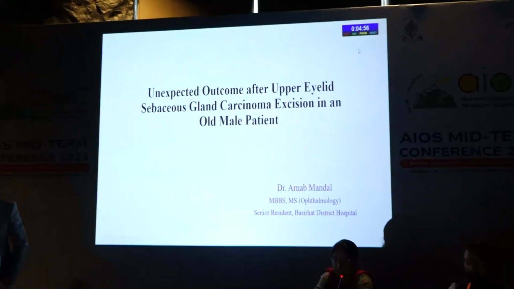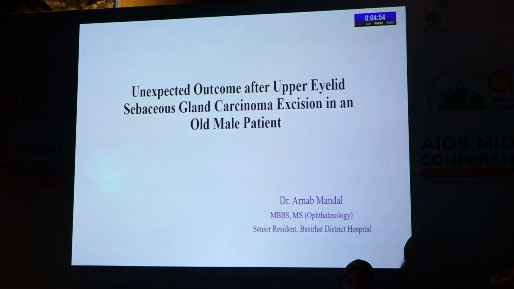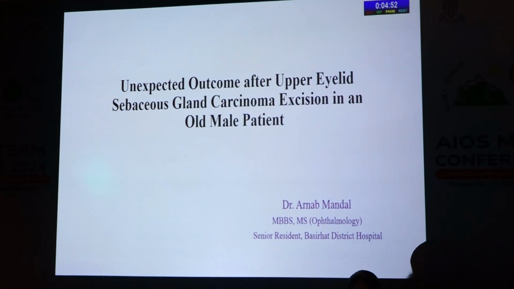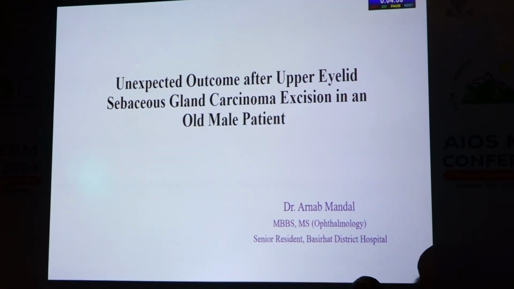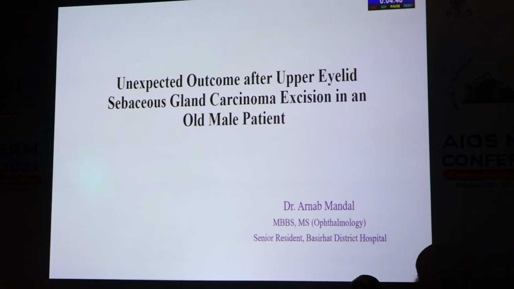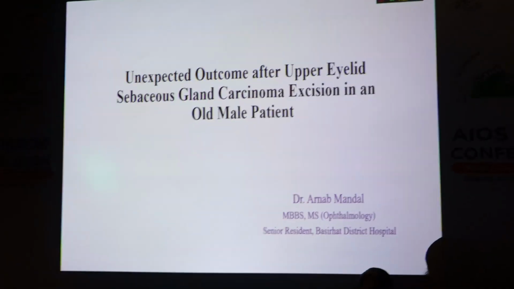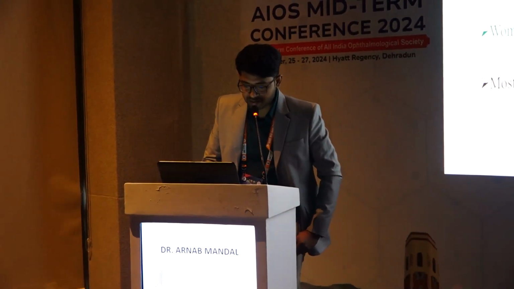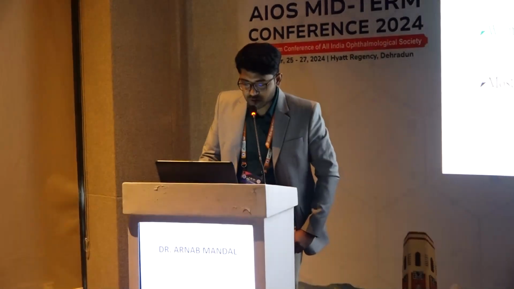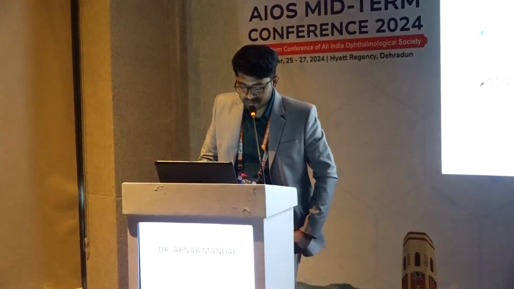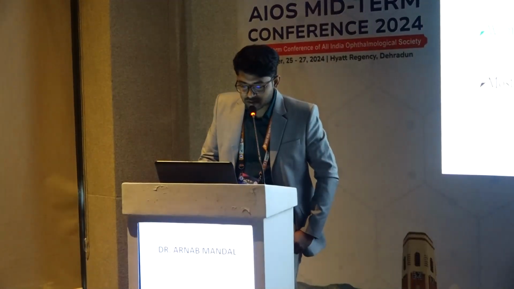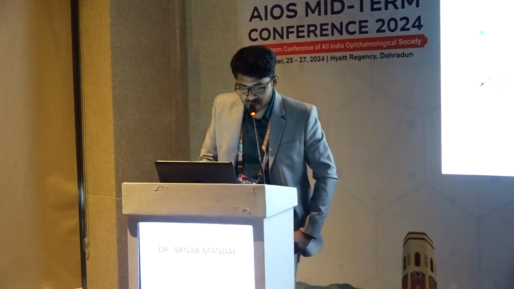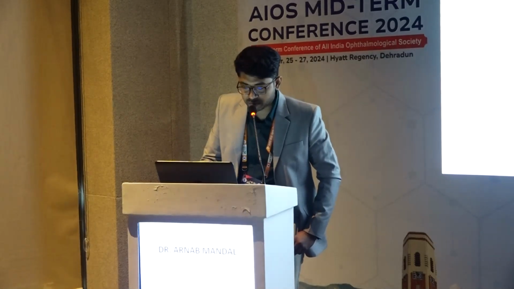Good morning, everyone. Today I am going to present on unexpected outcome after upper eyelid sebaceous gland carcinoma excision in an old male patient. Sebaceous gland carcinoma is the third most common malignancy of the eyelid, and it usually occurs in the 5th to 9th decades of life. Women are more commonly affected than men, and it mostly involves the upper eyelid, arising from the meibomian glands and the glands of Zeis and Moll.